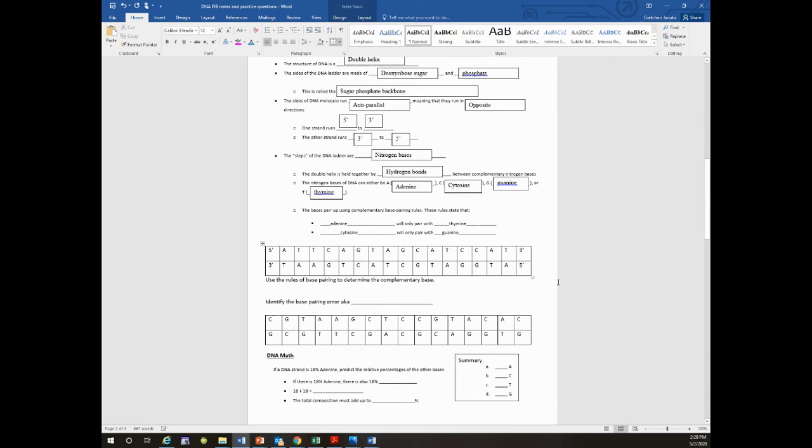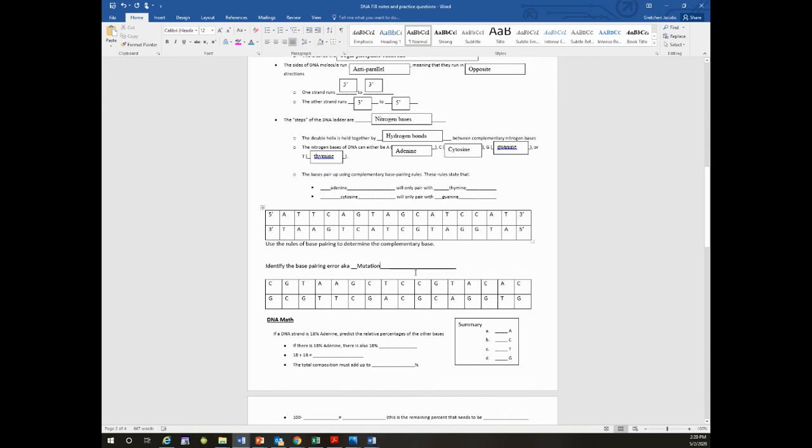So that's pretty easy. All you have to remember is A's and T's and C's and G's. Whenever you see one, you put the other. And here we want to find the base pairing error. We call a base pairing error a mutation. So we're looking for here a mutation that occurs where the wrong bases have paired together.